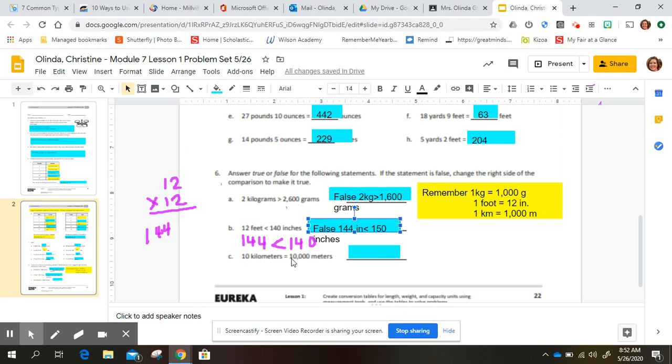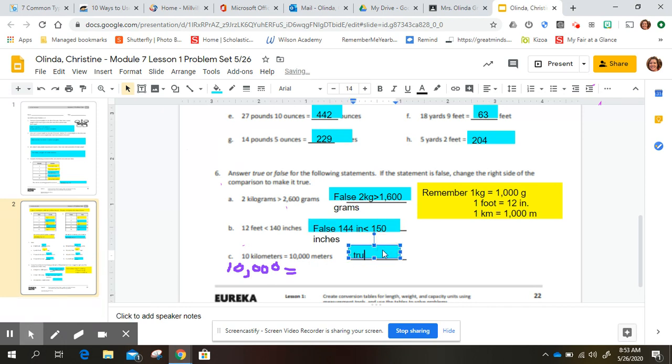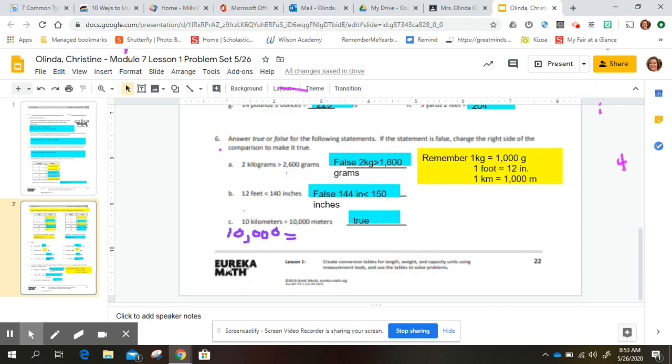And then it says 10 kilometers equals 10,000 meters. And so if you look at the conversion in the yellow box that Mrs. Jackson gave for you, it says that 1 kilometer equals 1,000 meters. So if I have 10 kilometers, I have to multiply by 10. So 10 times 1,000 would be 10,000. And does that equal 10,000 meters? And that answer is true. So I don't need to change anything because 10,000 meters equals 10,000 meters. And that's it. All right. Thank you.